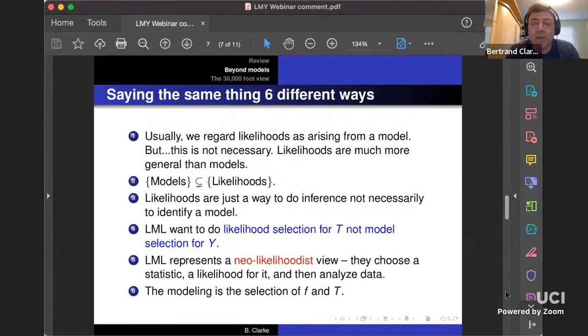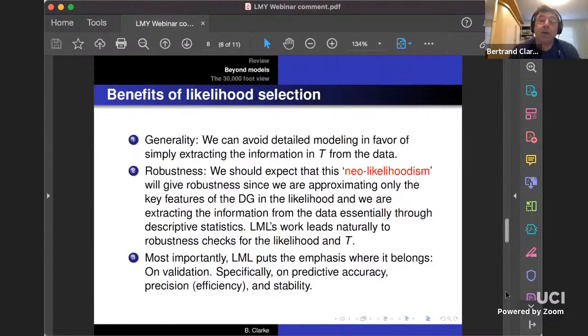And I see the undergirding philosophy of their work as representing a sort of neo-likelihoodist view. You're choosing a statistic, you're choosing a likelihood for it, and then going to town, analyzing your data, coming back, of course, to do validation. And for them, the modeling is the selection of F and T rather than the model itself. Now, why might one want to do this?